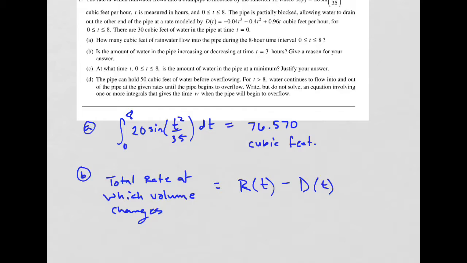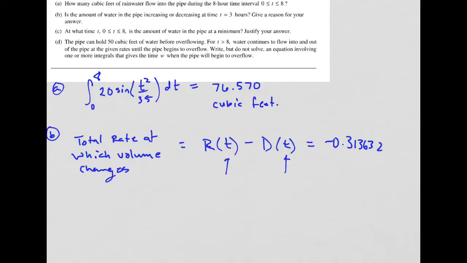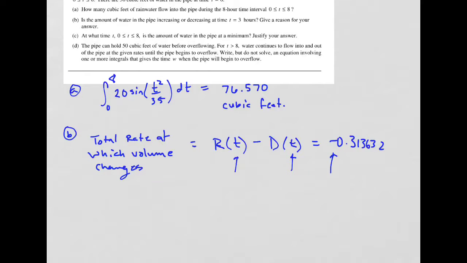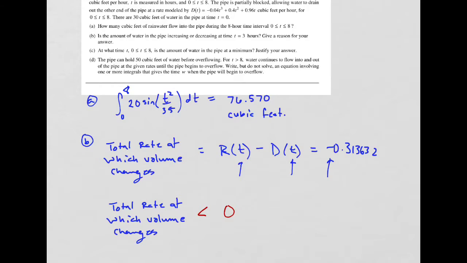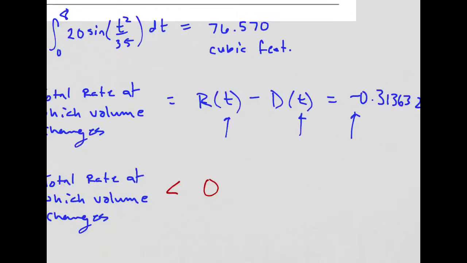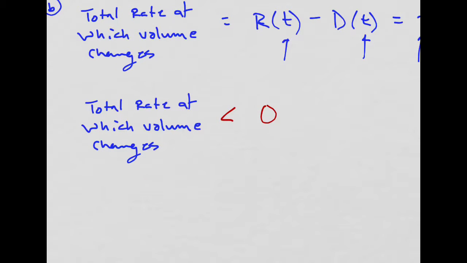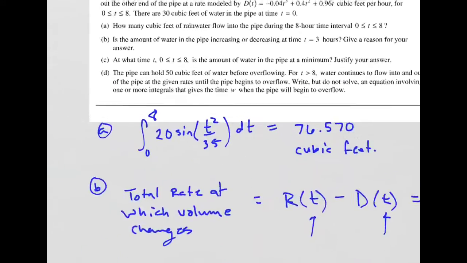So what we can do is just plug in 3 and see what you get. I think you get a negative number. So the total rate at which the volume is changing is negative. So this is less than 0, which means the volume is decreasing. So the rate is negative, which means the amount of water in the pipe is decreasing. So there we go. That's part B.